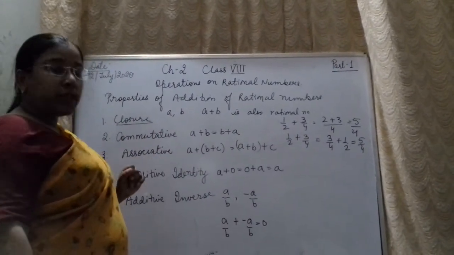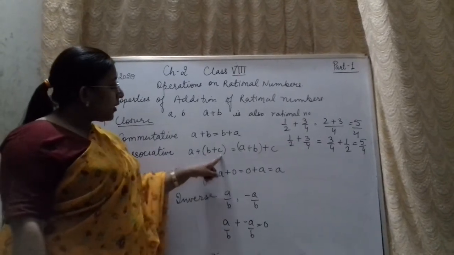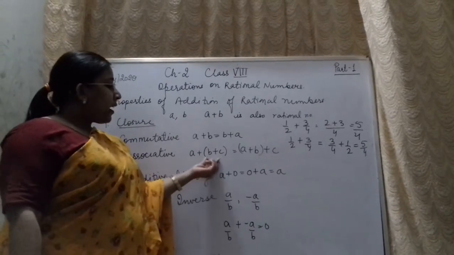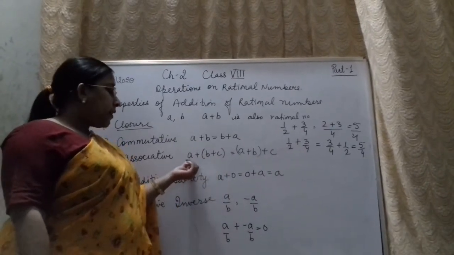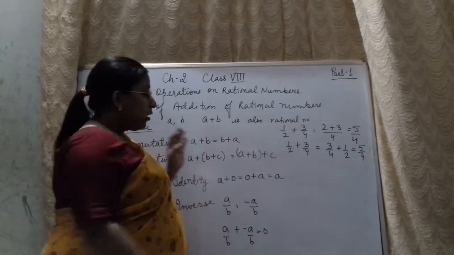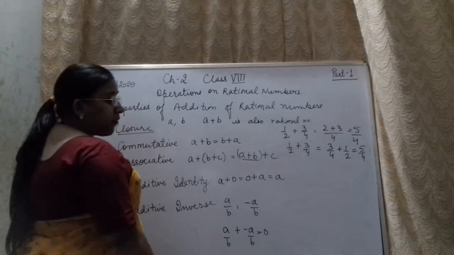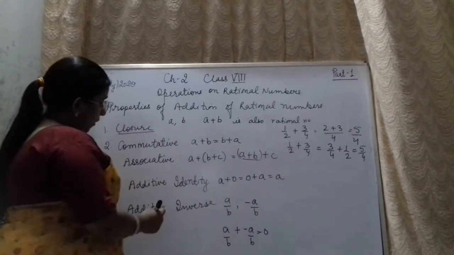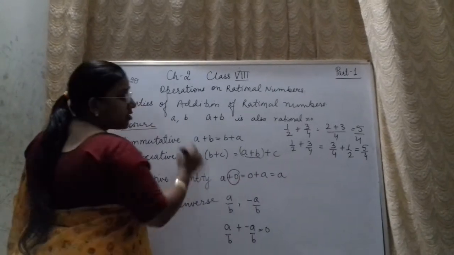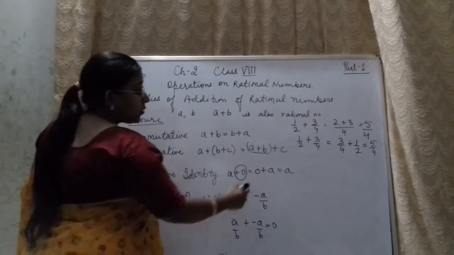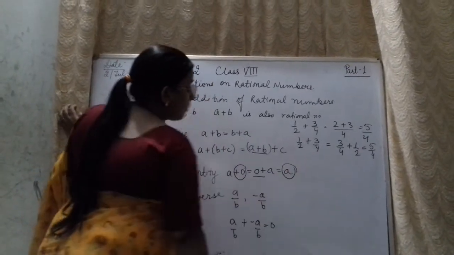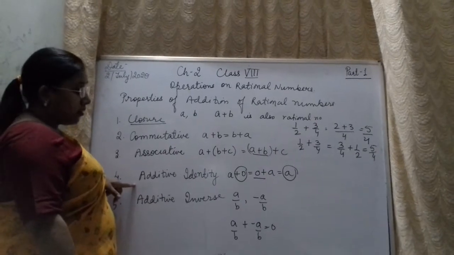Next is the associative property, which says that if we have three rational numbers A, B, C, we can add them in any order. If we add B plus C first and then A is added, again the sum will be equal to A plus B plus C. So order of addition does not matter. Next is the additive identity. That means if 0 is added to any rational number, it remains the same. We get the same rational number. This is called additive identity.